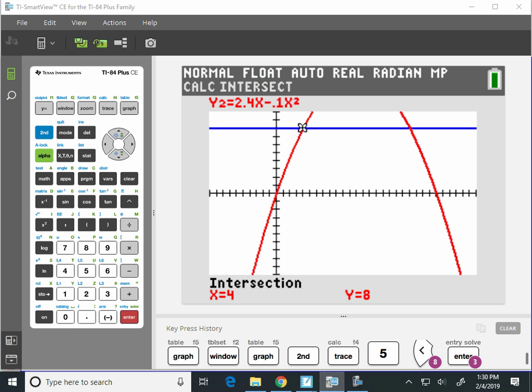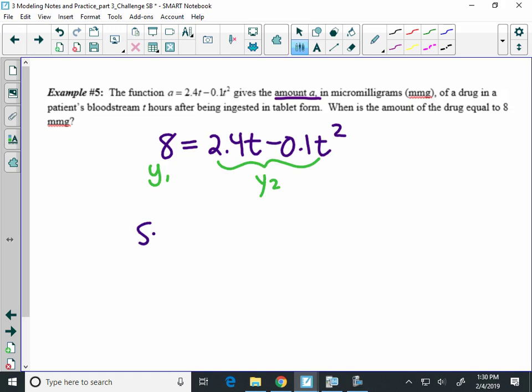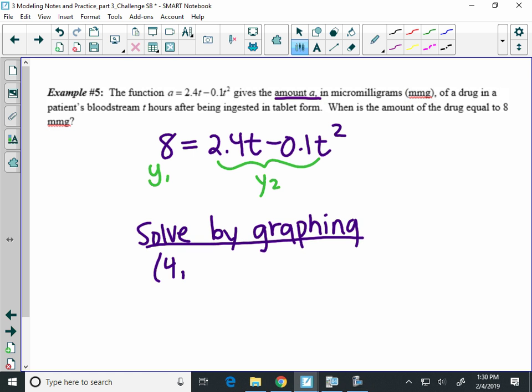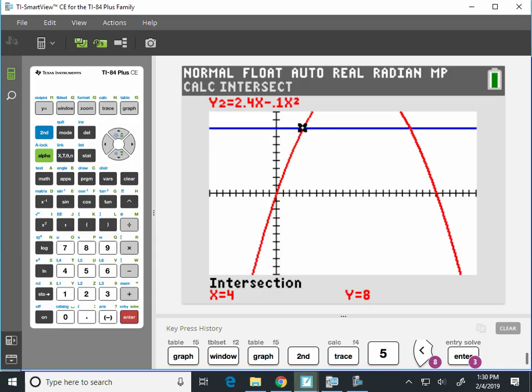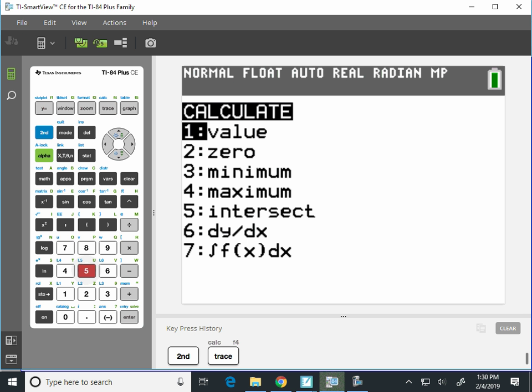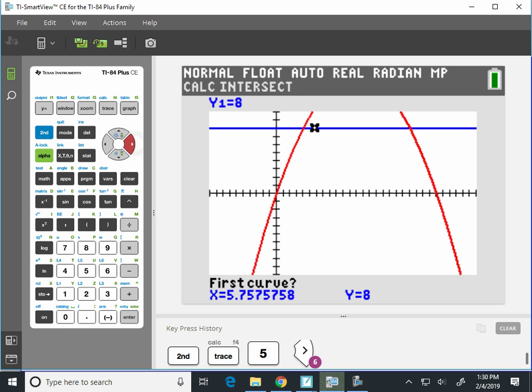I'll help you. You did the other one. So we're solving this one by graphing. The point at 4, 8 is one of the intersection points. And then if you did the other one, I would bring this cursor this time over towards the other intersection point. Enter, enter, enter. And you get 20, 8. So it means 20 is the other answer.